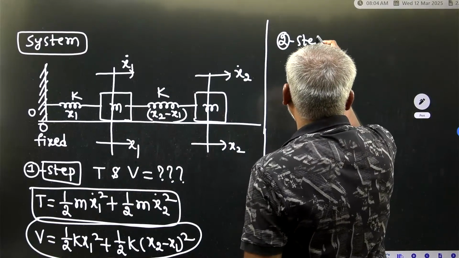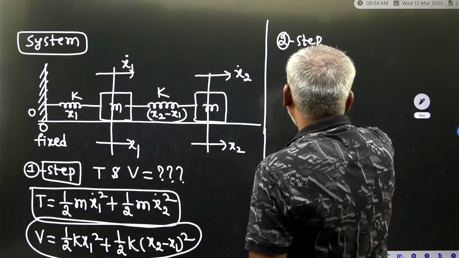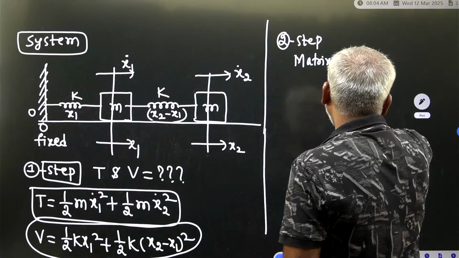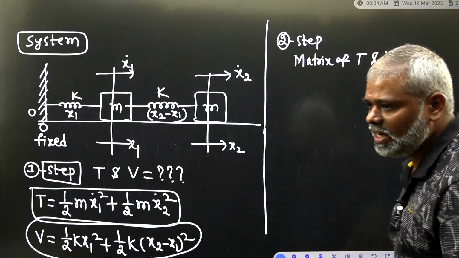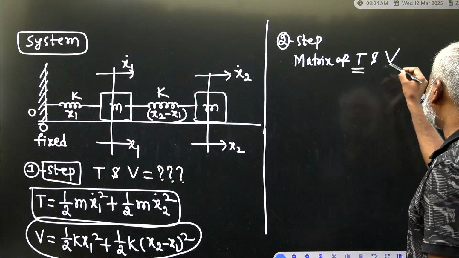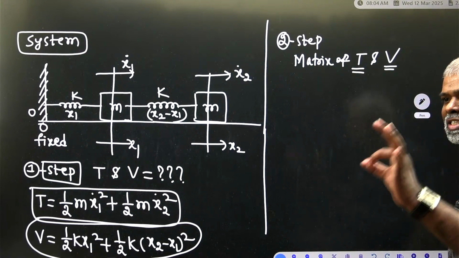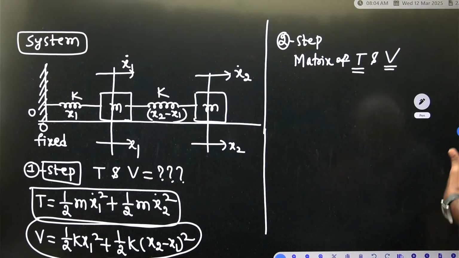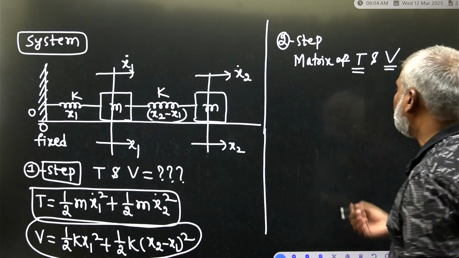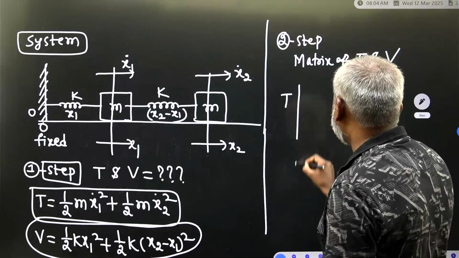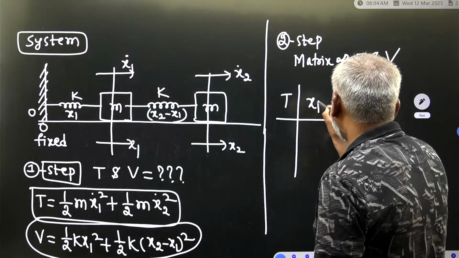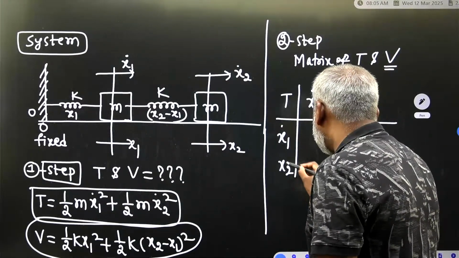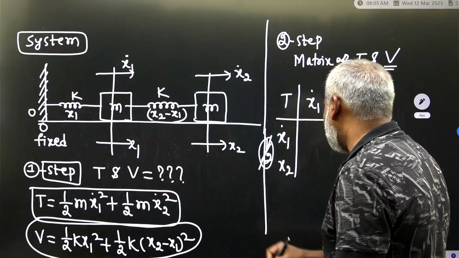In the second step, you are going to find the matrix form of T and V. We have to calculate the matrix form of the kinetic energy and the matrix form of the potential energy. How do we calculate them? For the kinetic energy, you have to write x1 dot, x2 dot, and the constant you take outside.